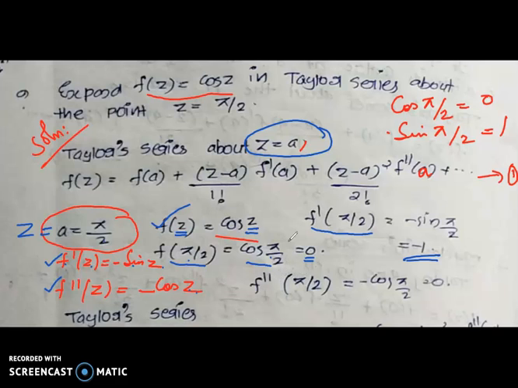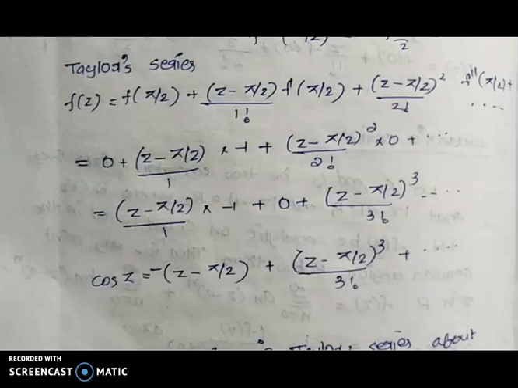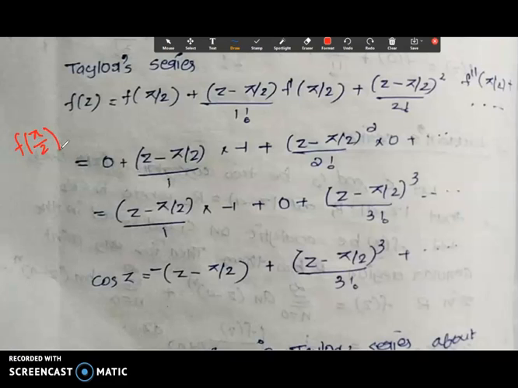Now let us substitute these values here. That is what we are going to do now. We have derived f of pi by 2 is equal to 0, f dash of pi by 2 is equal to minus 1, f double dash of pi by 2 is equal to 0. So let us substitute it here.